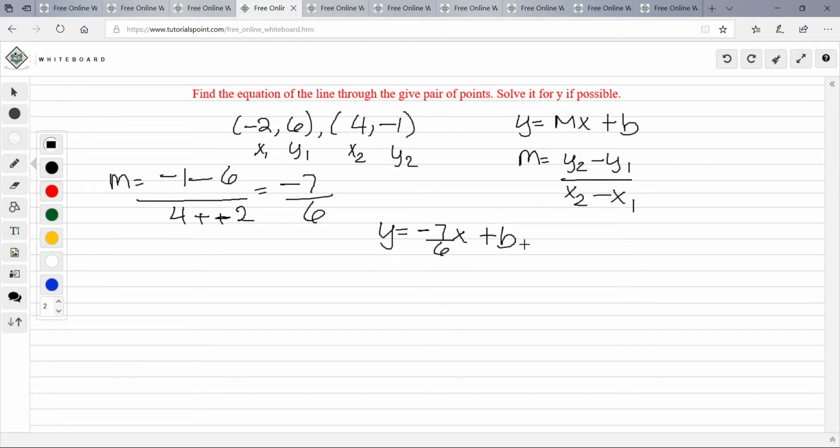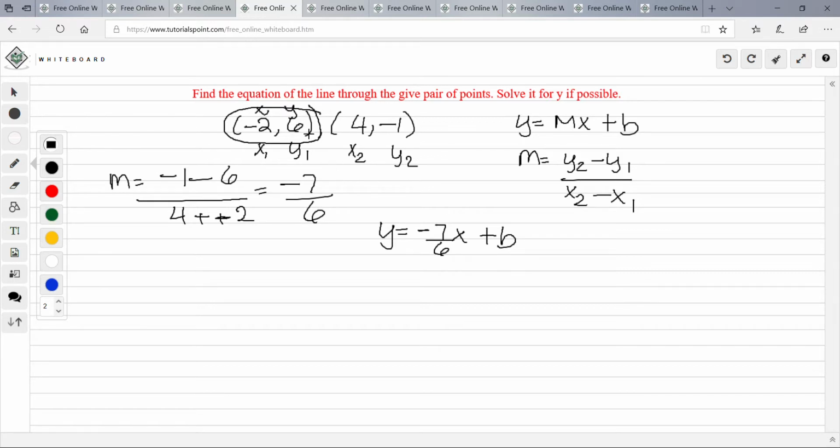We're not done because we've got to find b. How do we find b? Okay, so you've got to pick a coordinate. You can either pick this one or this one. It doesn't really matter. I'm just going to pick this one, -2, 6. This will be our x, and this will be our y.